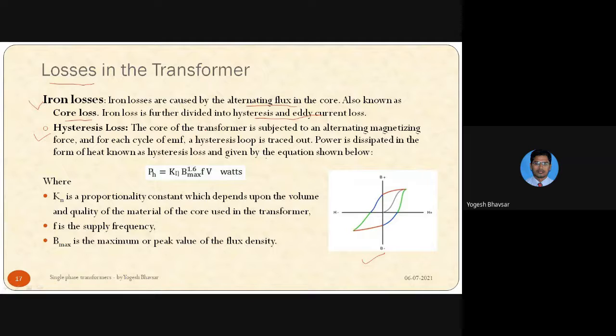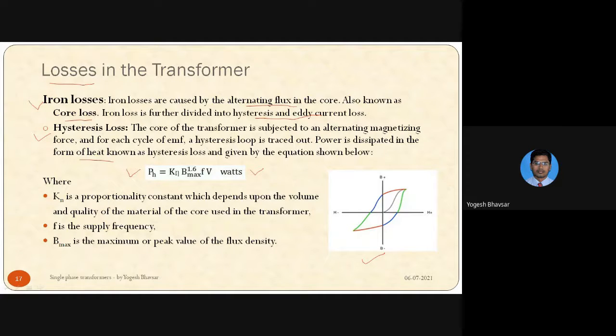The core of the transformer is subjected to an alternating magnetizing force, and for each cycle of this EMF, a hysteresis loop is traced out. So the power is dissipated in the form of heat, known as the hysteresis loss, and is given by this equation. Now you can just remember this equation, there is no derivation for it. The loss given by the hysteresis loop is known as the hysteresis loss, particularly the loss in terms of heat. The iron core will get heated, and this is due to the hysteresis loss.